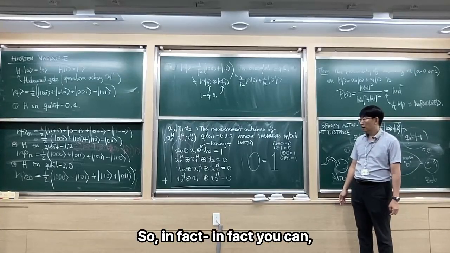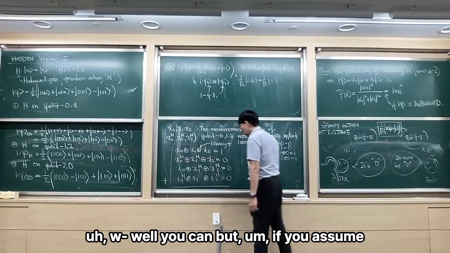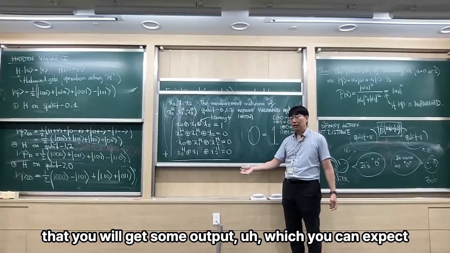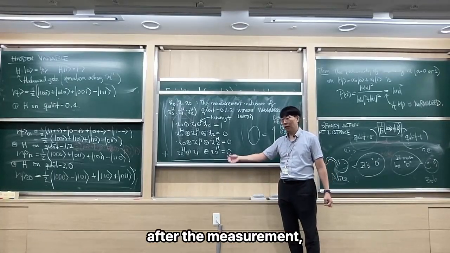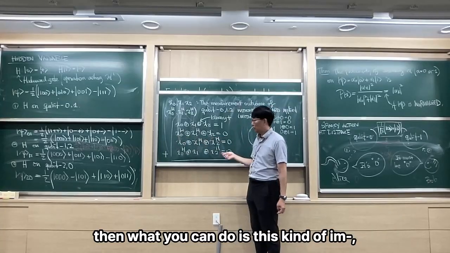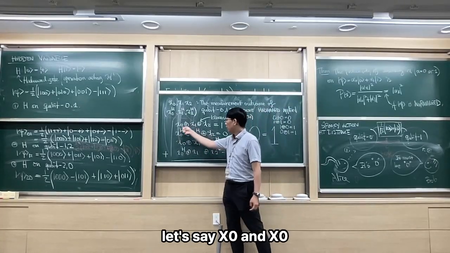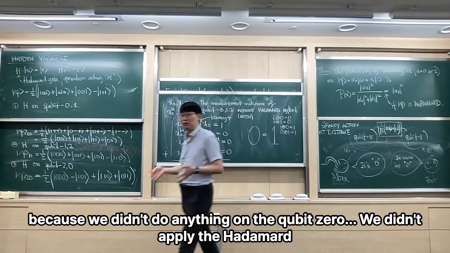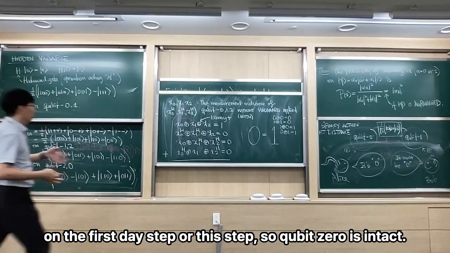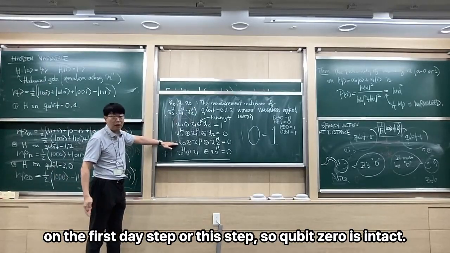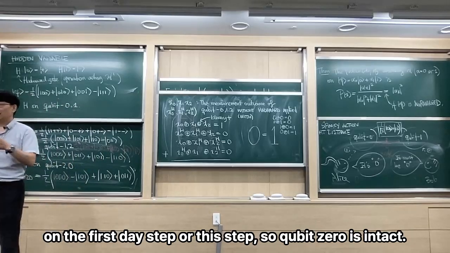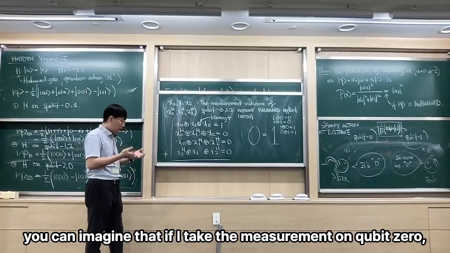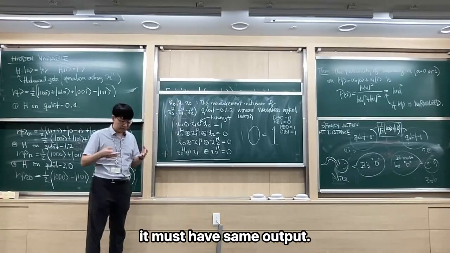Why? In fact, you can, but if you assume that there is a hidden variable, that you will get some output which you can expect after the measurement, then you can do this kind of computation. So we assume that x0 and x0 are the same x0, right? Because we didn't do anything on qubit 0. We didn't apply the Hadamard on the first step. So qubit 0 is intact. Nothing happened here. Therefore, you can imagine that if I take the measurement on qubit 0, it must have the same output.